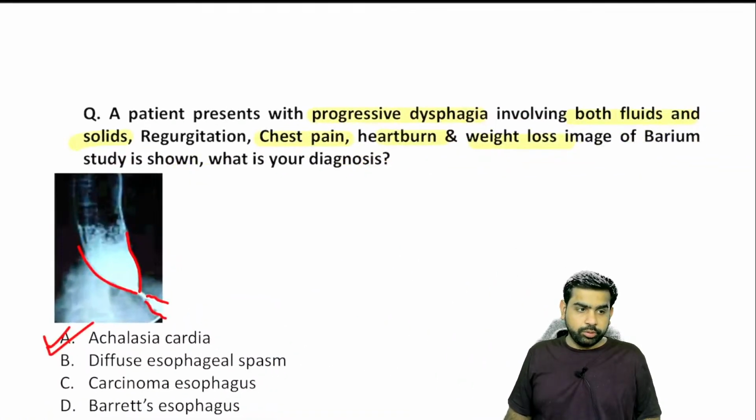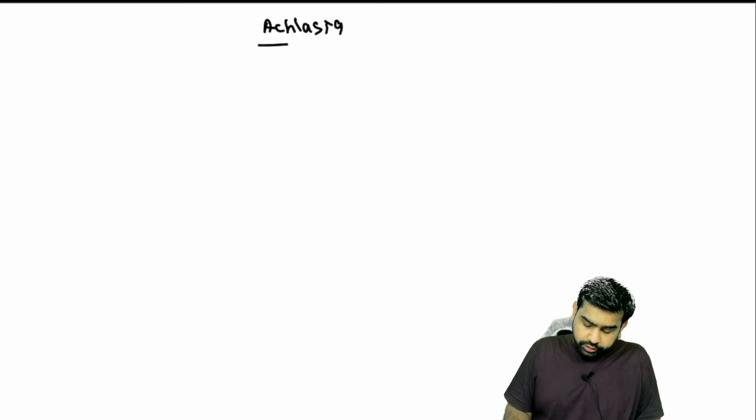Okay, I hope you're able to understand. This is what achalasia cardia is. Let's talk about the important points about achalasia cardia. In achalasia cardia, what is the problem? The problem is that there is an absence of the ganglion cells.